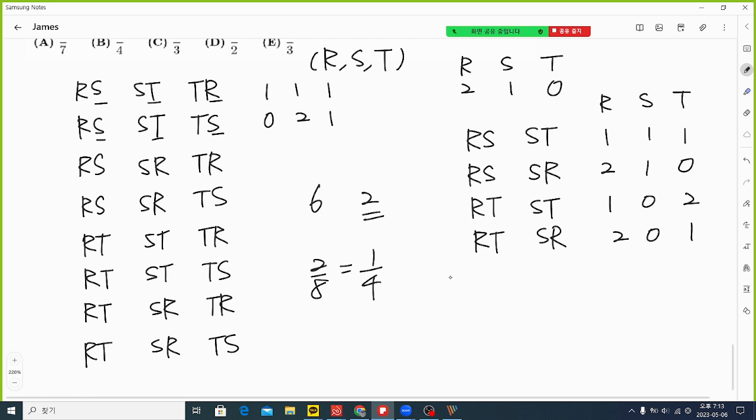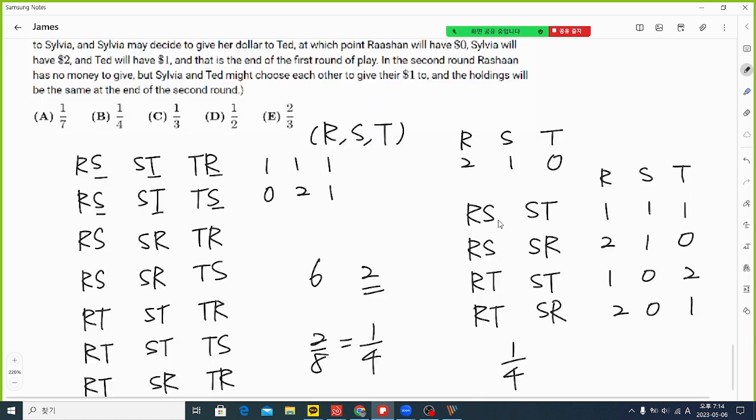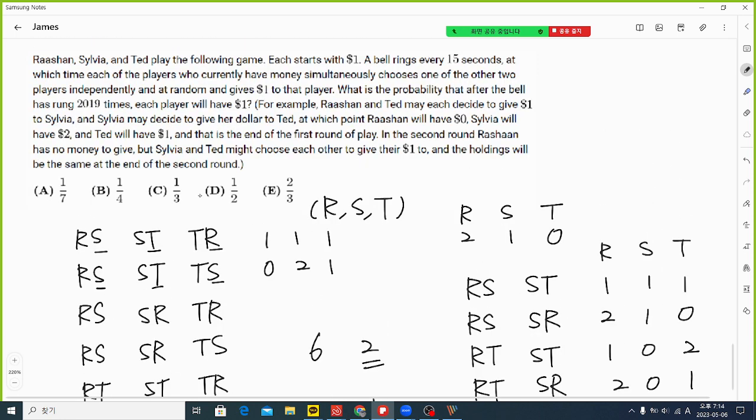So in this case too, the probability for each person to have $1 is 1/4. So that means whatever the previous case is, ending up with $1 for each person is always 1/4. So the answer is B.